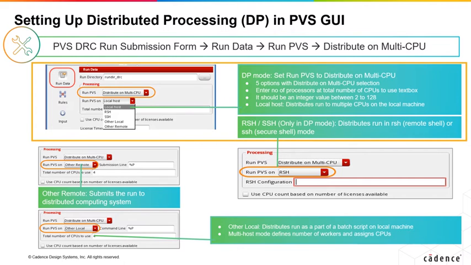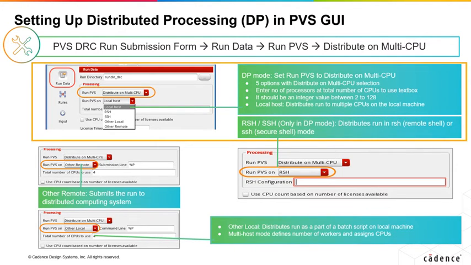How to set up distributed processing, DP, in PVS GUI? The first step is to choose Distribute on Multi-CPU from the Run PVS dropdown under Processing. When you select Distribute on Multi-CPU, the multi-host mode field is displayed. Enter the number of workers and number of processors. As the titles indicate, they define the number of workers and the number of CPUs to be assigned for each worker. Number of processors should be an integer value between 2 and 128.